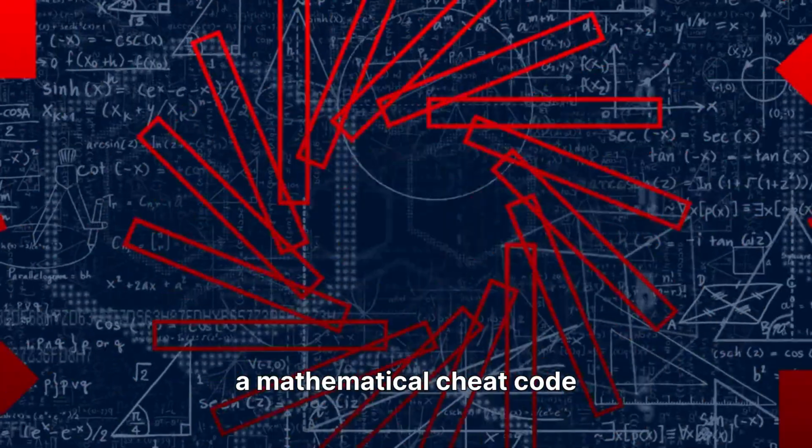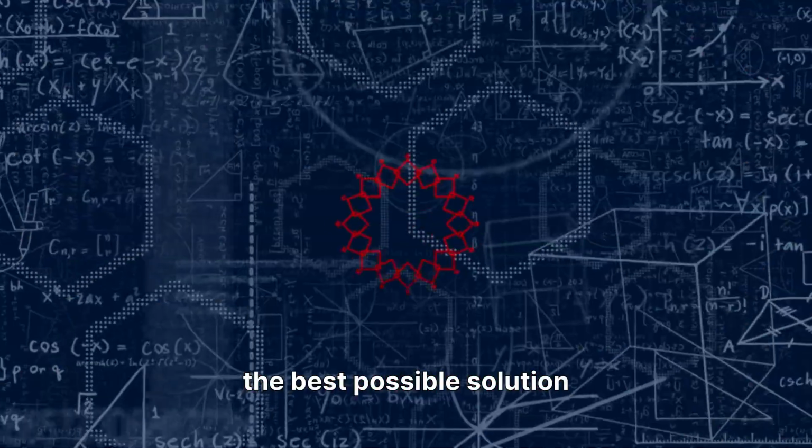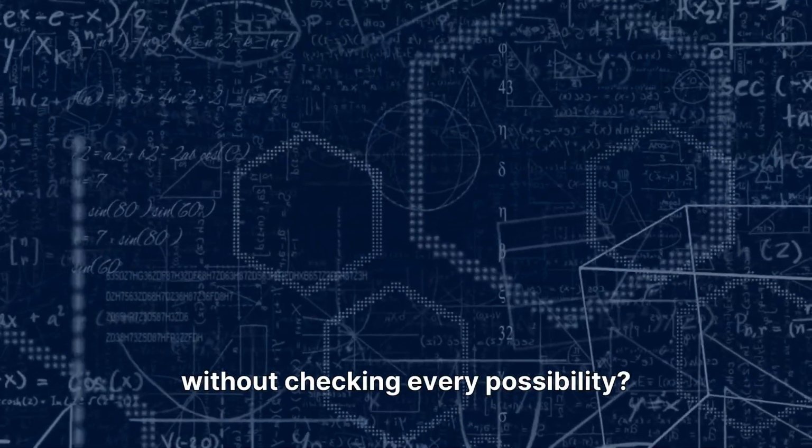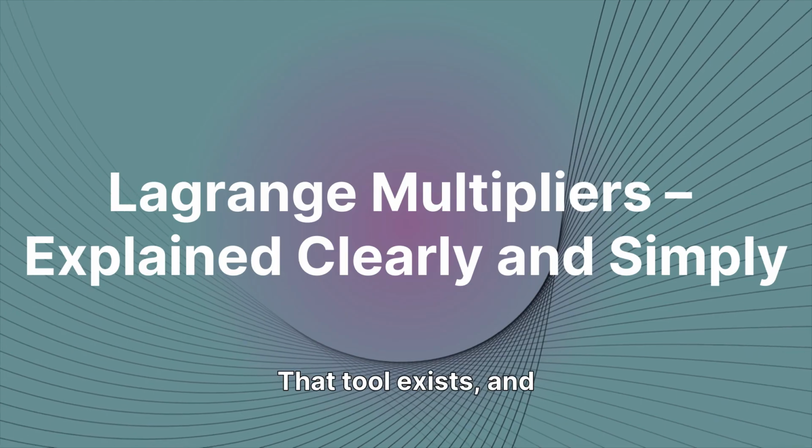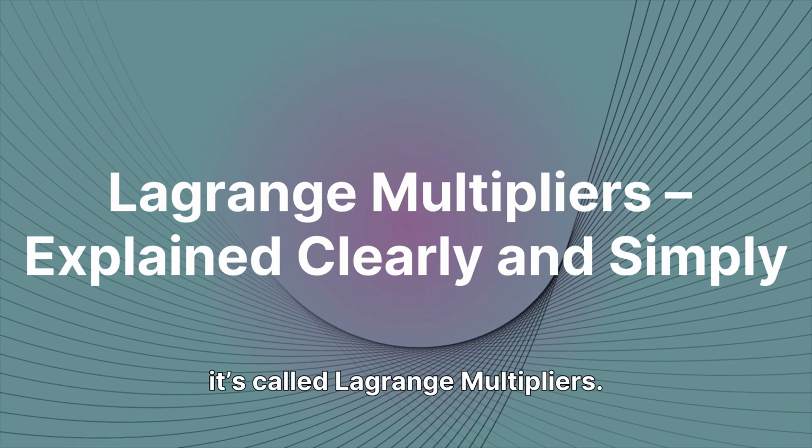What if there were a mathematical cheat code that helps you find the best possible solution without checking every possibility? A tool that tells you the maximum or minimum value of something, even when you're restricted by complicated conditions. That tool exists, and it's called Lagrange multipliers.